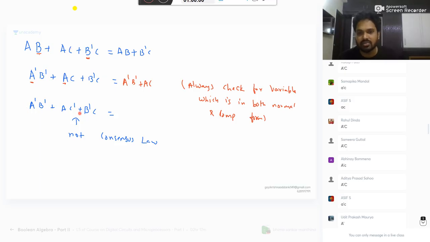You should have three terms. Here you should do normal Boolean algebra only. You take common A plus A bar something, or take B bar common, like that. But you cannot apply this blind rule of consensus. Consensus is applicable when you have three terms, and only one variable should be in both normal and complementary form. The others can be in any form, but not both. Always check for the variable which is in both normal and complementary form. It must be only one.